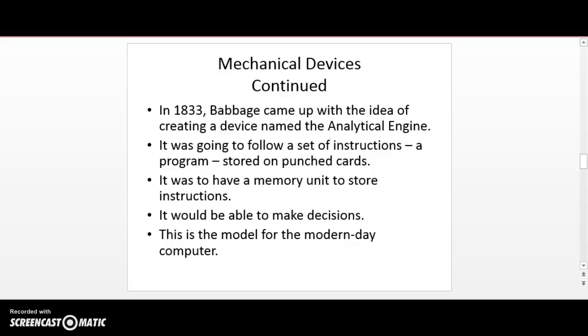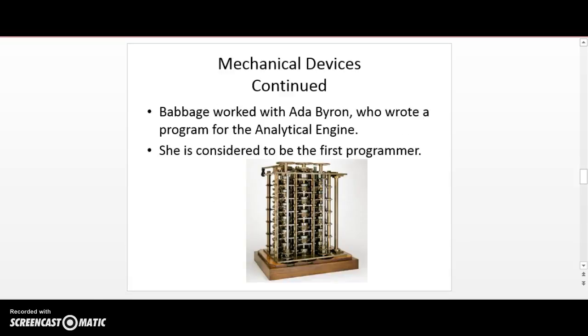Now, Babbage worked on this with Ada Byron, who was married to Lord Byron, I think the poet. And she is actually considered to be the first programmer because she really bought into this idea with him of a stored set of instructions that could be executed over and over with some variability because the machine could make decisions and comparisons and so on. And she actually, based on his specifications, wrote some programs for this proposed analytical engine. And you see a replica of it here.